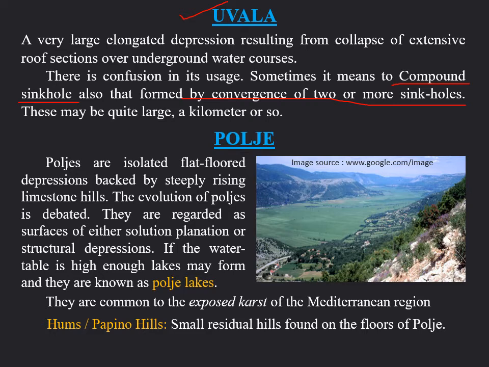Now often it is found that due to the local water table condition, the polje contains some amount of water and forms some local ponds or local lakes. At that time those lakes are known as polje lakes. Now it is also found, particularly in the Mediterranean region, that some kinds of exposed, isolated hill-like structures occur within the polje areas, within the polje floors. These kinds of exposed, isolated hills are known as hums or Papino hills.